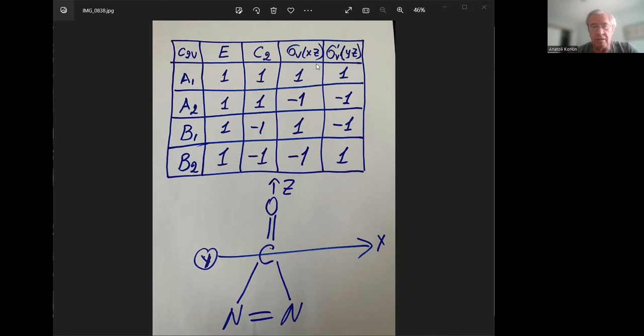And there are two symmetry planes. One is the XZ plane, corresponding to the molecular plane, and the YZ plane is perpendicular to the molecular plane.